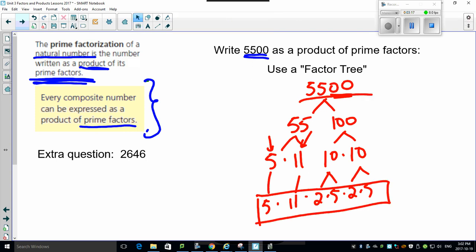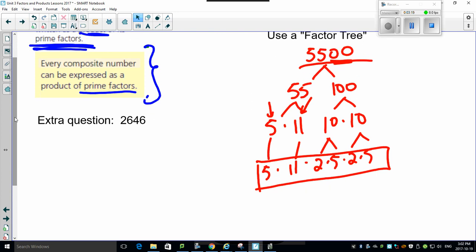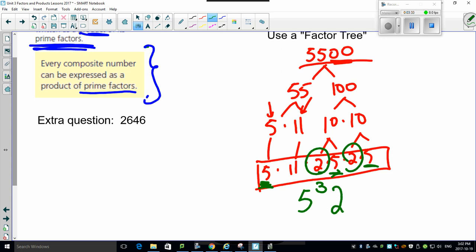Now, if you want to be really cool and be one of those kinds of people that they talk about at the math parties all the time, realize that you've got a 5 here, a 5 here, and a 5 here, which in fact is 5 cubed. You have a 2 here and a 2 here, which in fact is 2 squared, leaving you with 11. That's another way of writing this prime factorization, with powers.